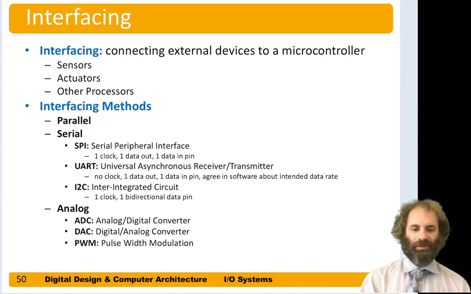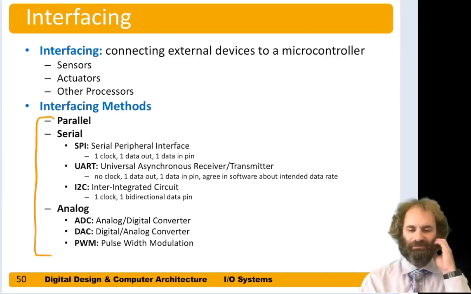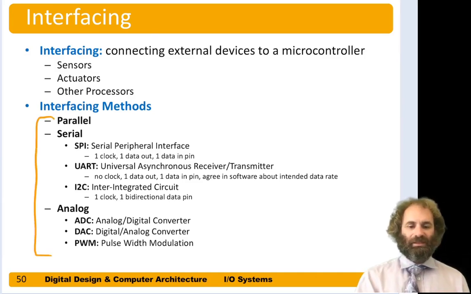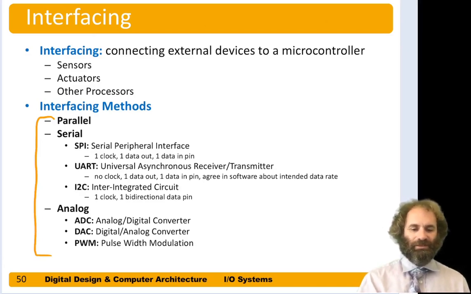So there are three general methods of interfacing devices: parallel, serial, and analog. In parallel interfacing, we send a bunch of wires to send an entire message, many bits at once. That can be expensive if you want to send a lot of wires.